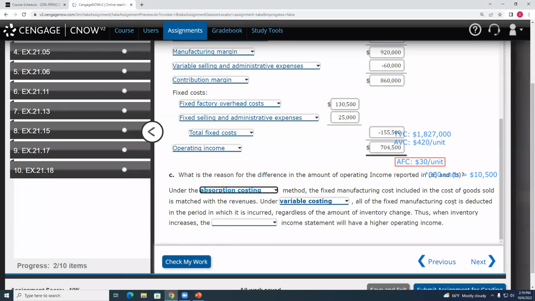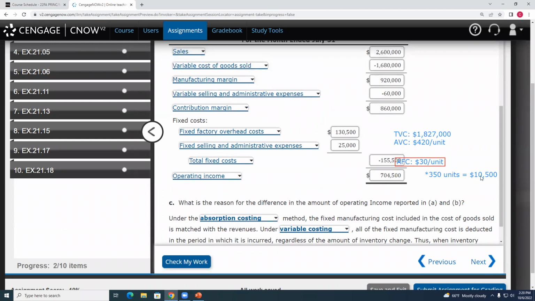Under the absorption costing method, the fixed manufacturing cost is matched with revenues. So in other words, it stays on the balance sheet until we sell it, and then it becomes part of cost of goods sold to match against the revenues from those units. Thus, when inventory increases, the blank income statement will have a higher operating income, and we saw that it was the absorption costing income statement because they moved this $30 per unit of fixed cost to the balance sheet for the 350 units that we did not sell.